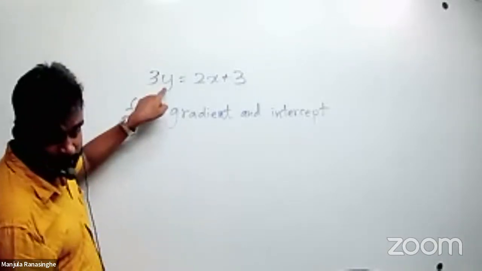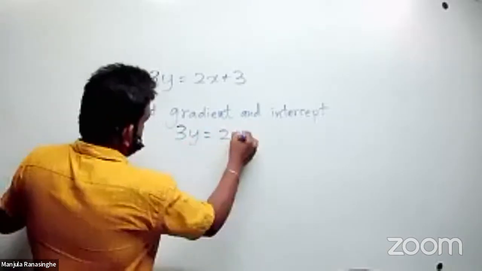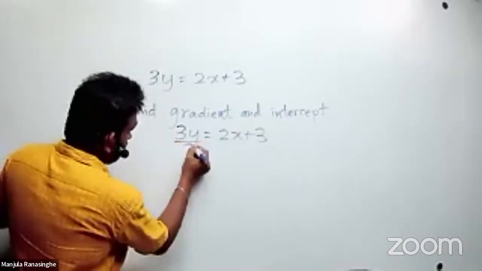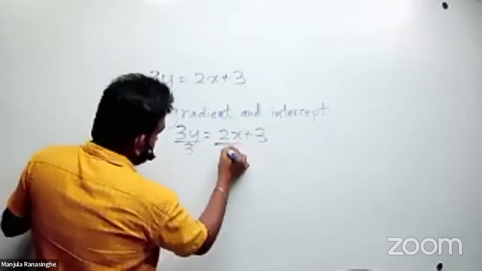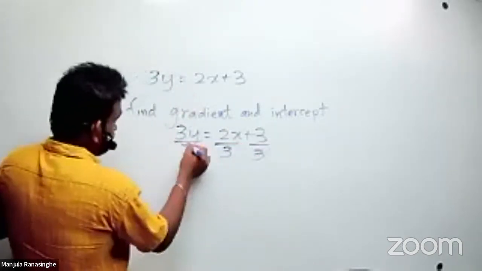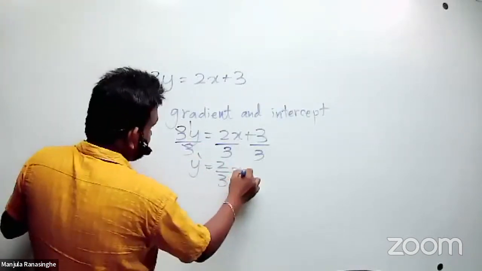Y is not the subject here. So how do you deal with the question? Divide all the terms by 3, because y is multiplied by 3, so you have to eliminate that by dividing by 3. So the 3 is cancelled, y equals 2 upon 3x plus 1.